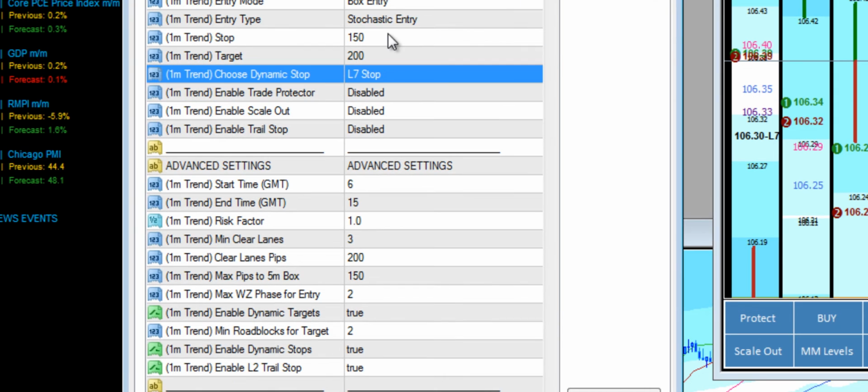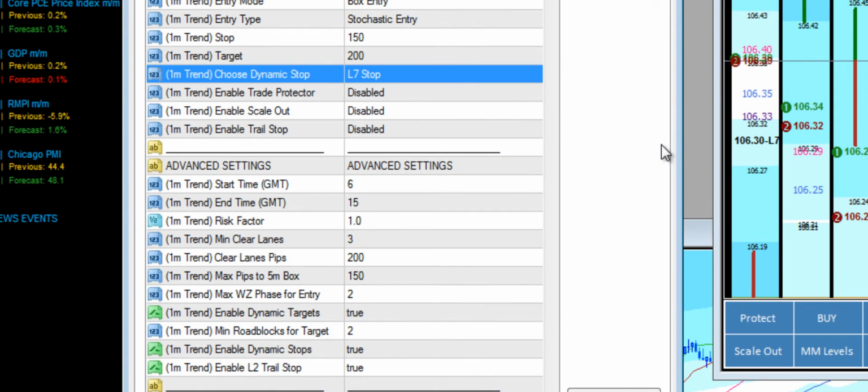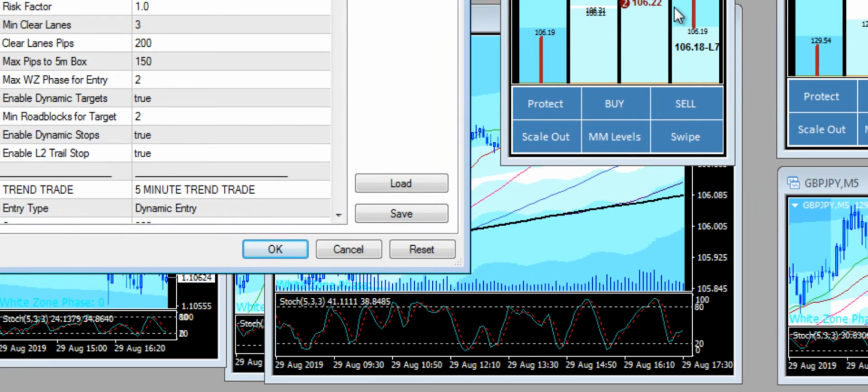Okay, so that's a stochastic entry. And so what happens in that case is, say we take the alert on the 1 minute trend with a stochastic entry, we accept the alert, then you're in the pattern. It's going to enter, but it won't enter until the stochastic, in a long situation, gets below the bottom line and then crosses up above the bottom line.